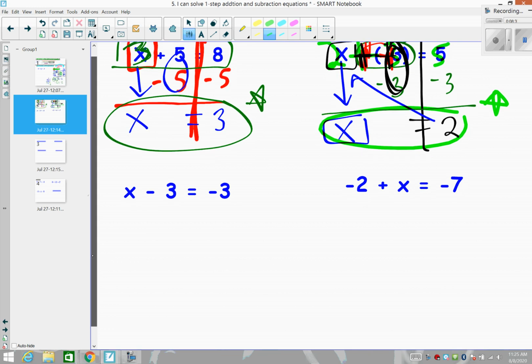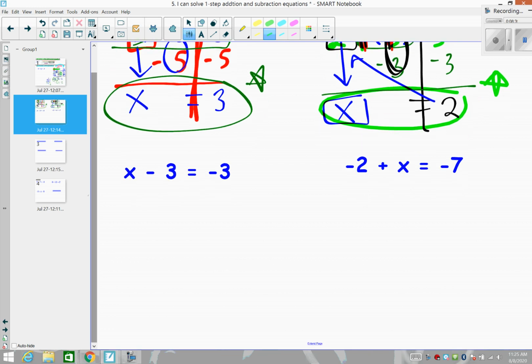Okay, so we're at the 8-minute mark. We're going to try 2 more here, and then I'm going to give you a few to try on your own.